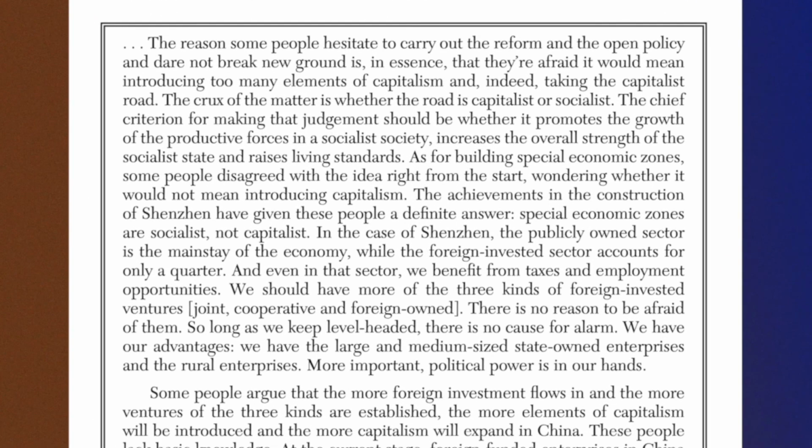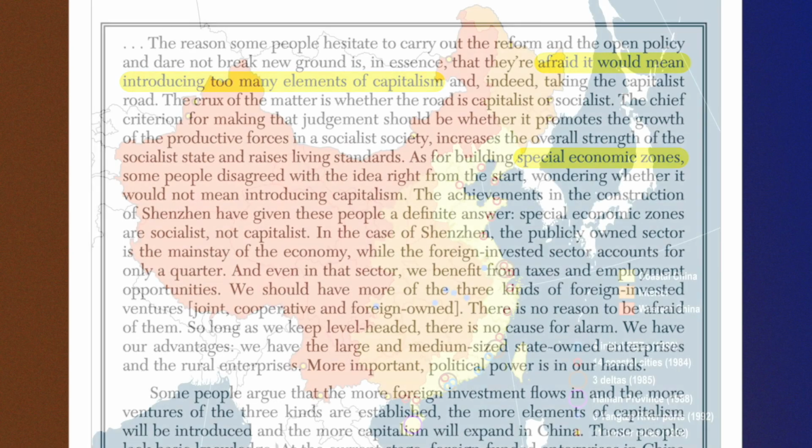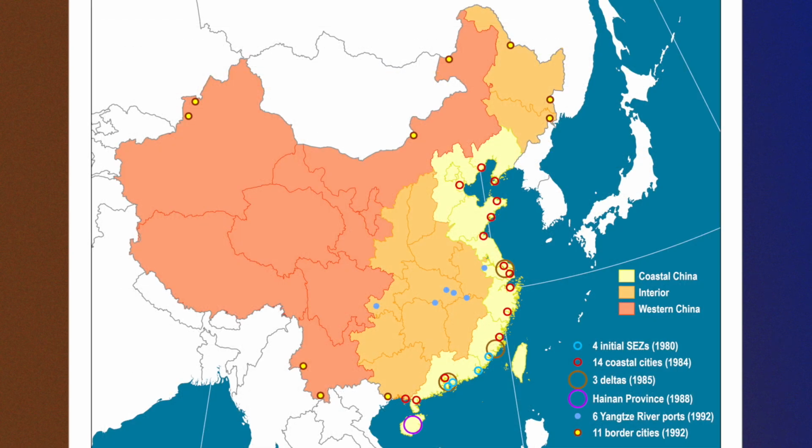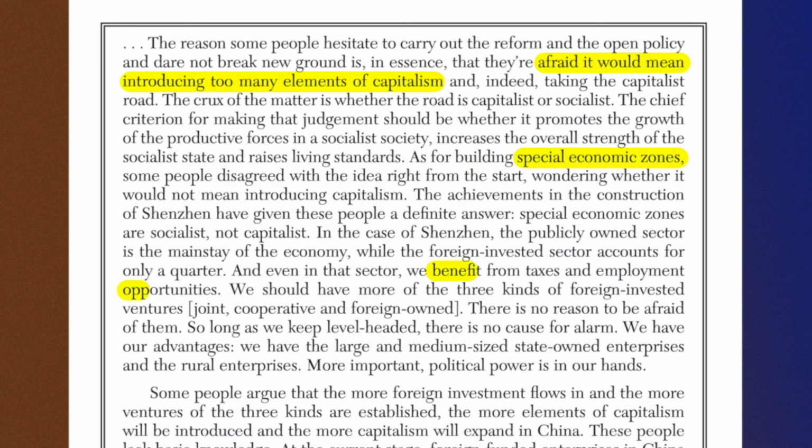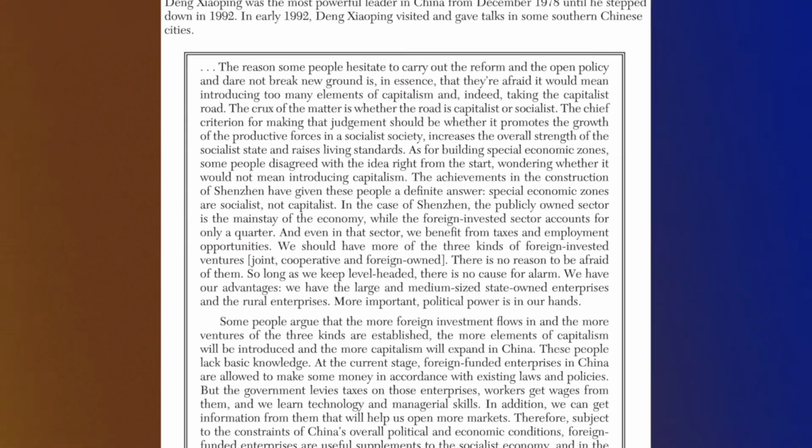He mentions early on that some people are afraid of China taking a capitalist path. Then, he mentions building special economic zones as an example of a policy that may have led to this fear of capitalism. If you don't recall, these were the areas of China in which foreign businesses were allowed to open in order to earn a profit. Deng claims that China has benefited from taxes and employment opportunities in these zones.